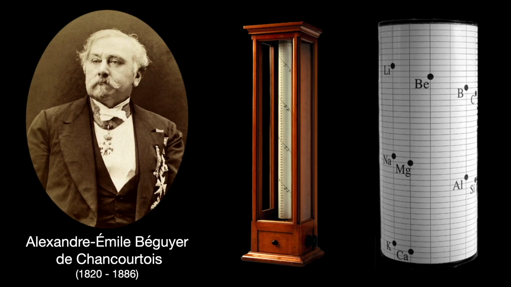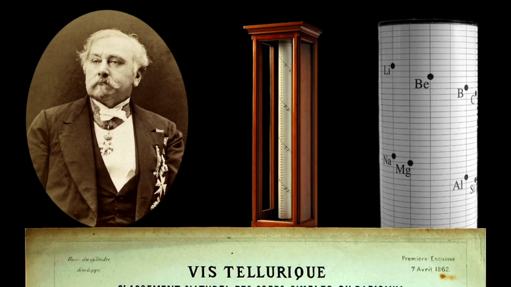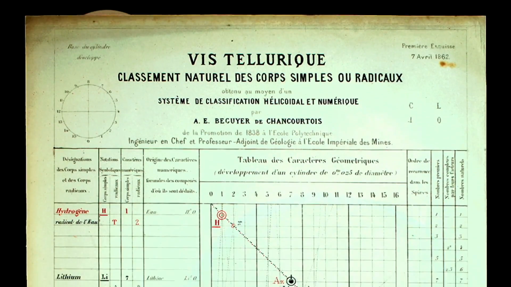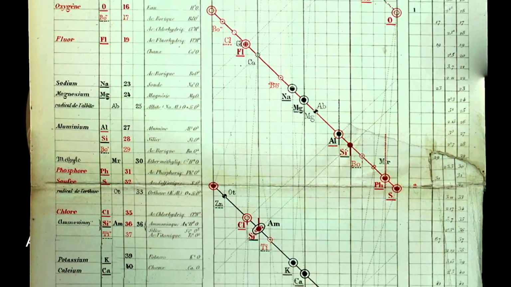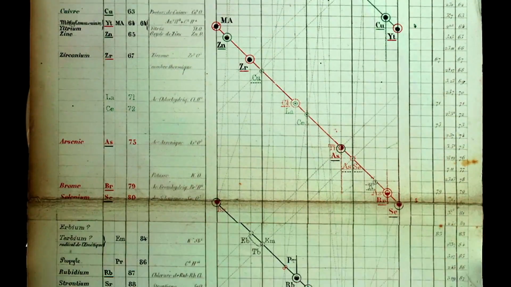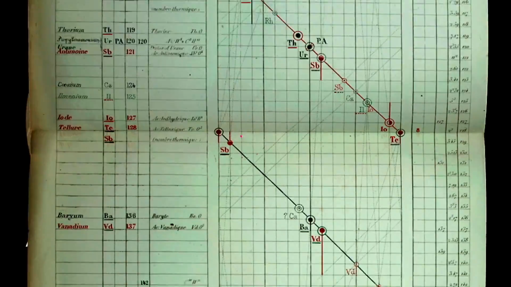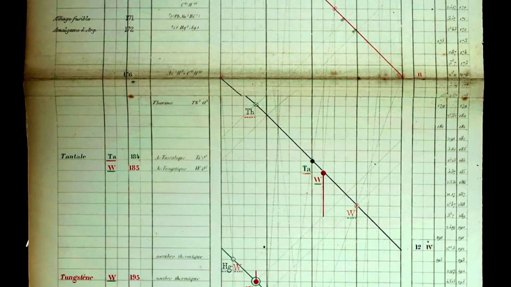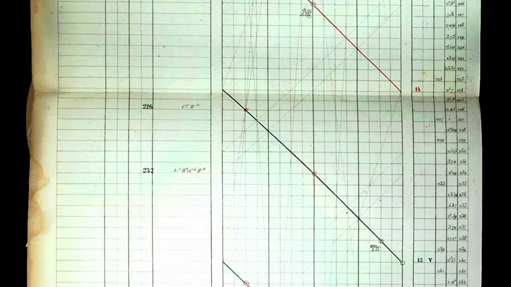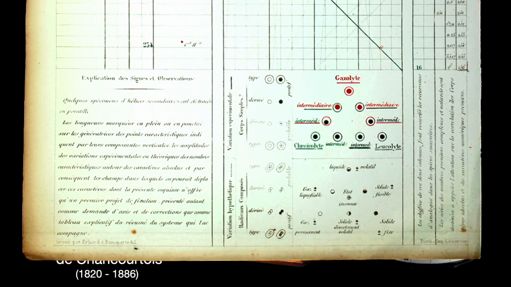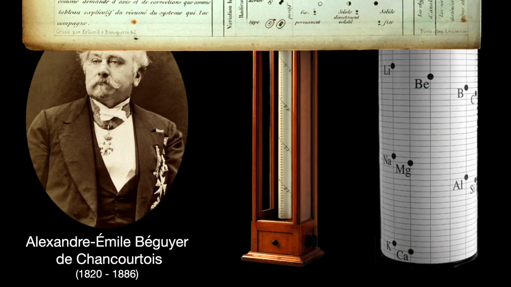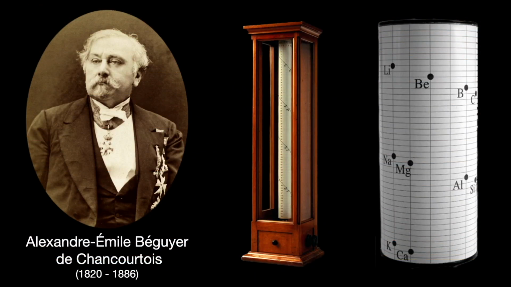De Chancourtois ordered the elements by increasing atomic weight vertically, with similar elements lined up underneath each other. Here is a flattened out version. It's quite long. This brilliant insight was an early hint that something about the elements was periodic. Unfortunately, like Newlands, he didn't attract much attention from chemists, because he was only a geologist.